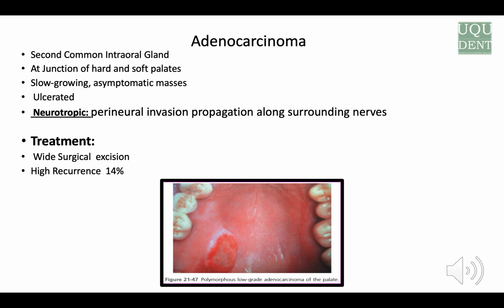The second type of the malignant tumor of the salivary gland is the adenocarcinoma. It occurs at the junction of the hard and soft palate. It's a slow-growing asymptomatic mass, usually ulcerated. It has a neurotropic effect, which is caused by perineural invasion. It will come around the nerves and cause invasion and propagation along the surrounding nerves. The treatment, wide surgical excision, because it has a high recurrence rate of 14%.